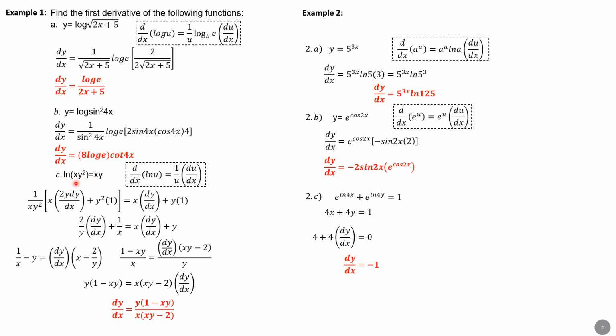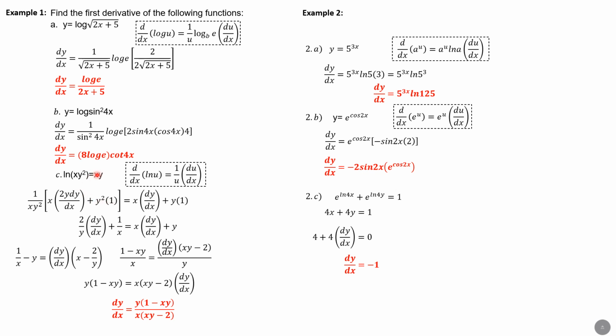Letter C, ln of quantity xy square equals xy. So derivative of ln of u is 1 over u du dx. Imagine that xy square is u. So derivative is 1 over u, 1 over xy square. Then the derivative of xy square, which is first x, derivative of y square 2y dy dx, plus second y square, derivative of x 1.